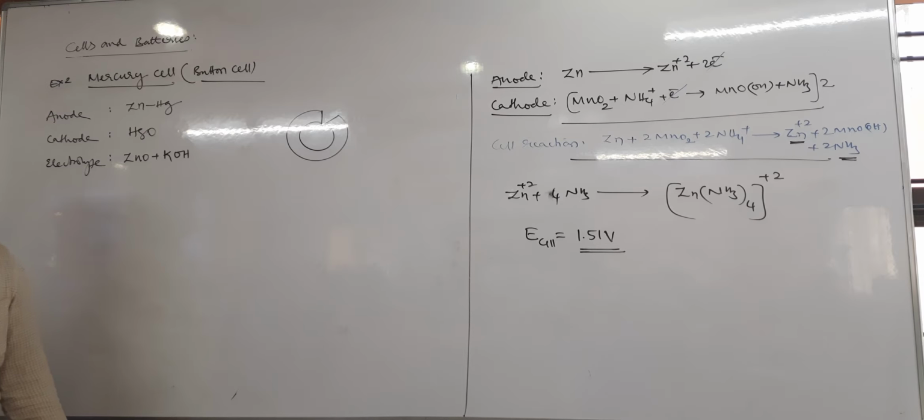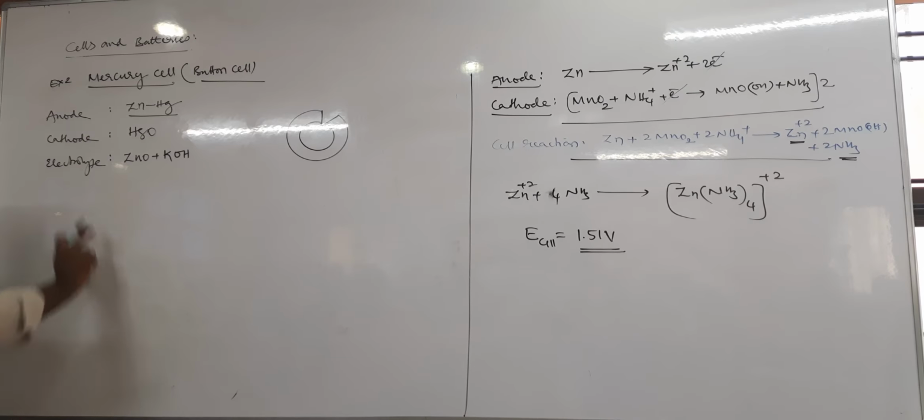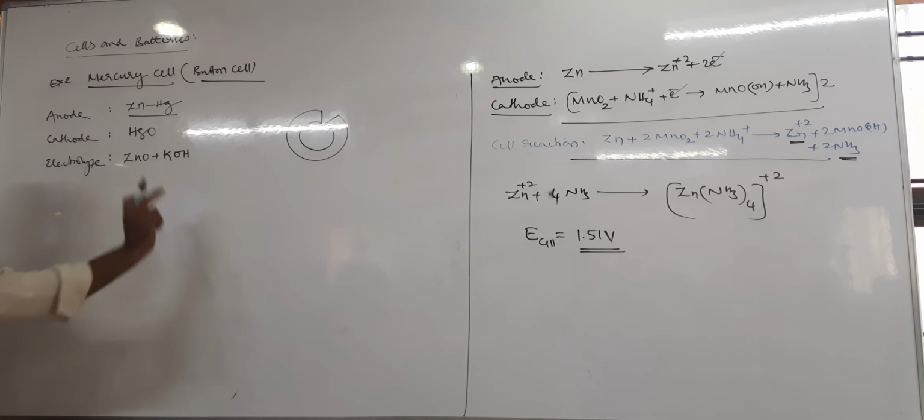In the mercury cell, zinc amalgam, zinc plus mercury, acts as the anode, and the cathode is mercuric oxide, HgO, and the mixture of zinc oxide and KOH is the electrolyte. Only these things are to be remembered. You must remember, even in board exams they ask for the equation or the cathode and anode only.